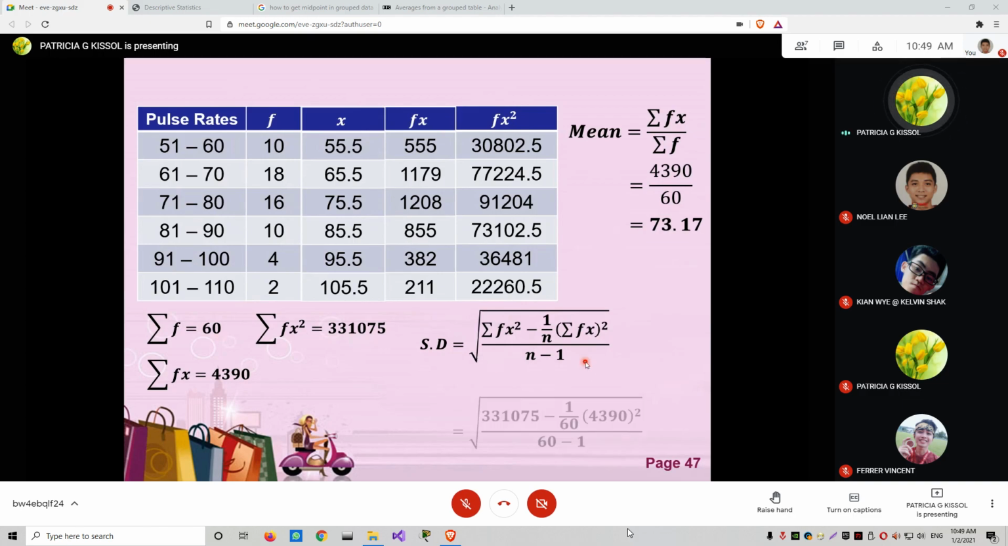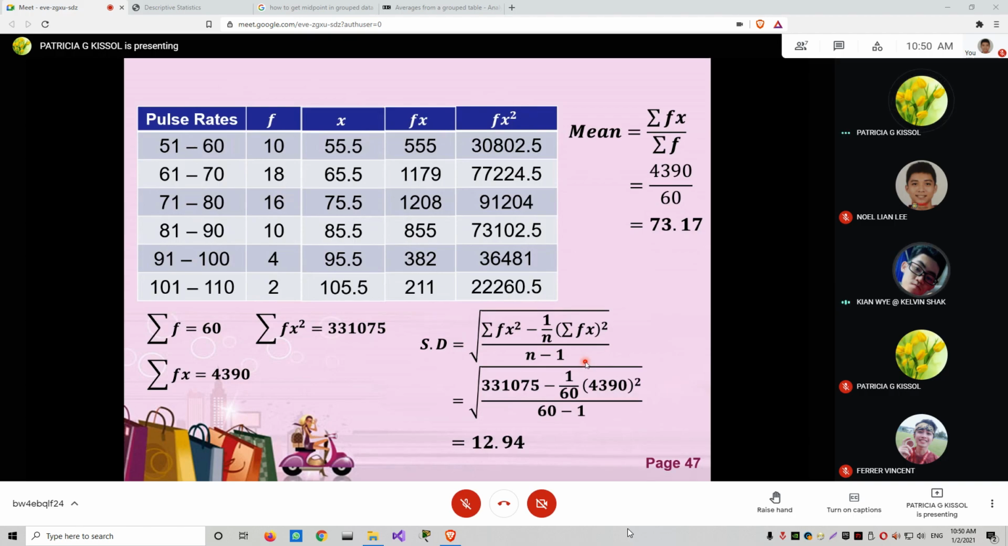So when you put all the values correctly, you should get 12.94. Is that correct? Did you get the same? Oh, good, good. How about you, Noel? Answer only 2 decimal places. How many decimal places did you put, Calvin? 4, I think? I put 4. Yeah, that's better. I put only 2.